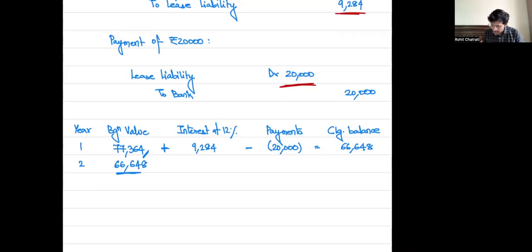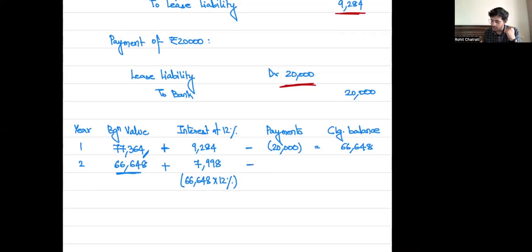Interest will be recognized as 66,648 multiplied by 12 percent. That is going to be equal to 7,998. All right, what is the journal entry going to be for the 7,998? It's going to be interest expense debit to lease liability of 7,998.